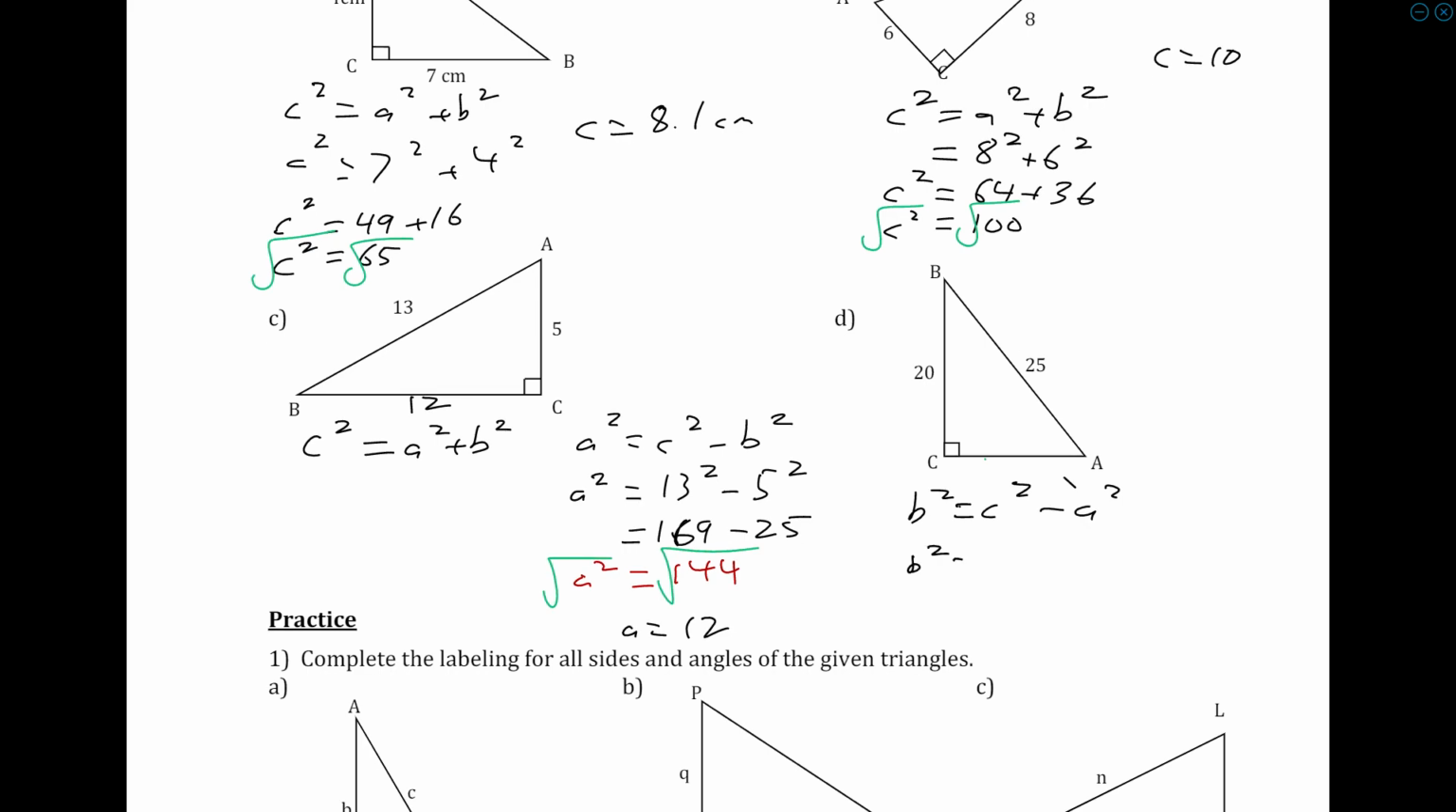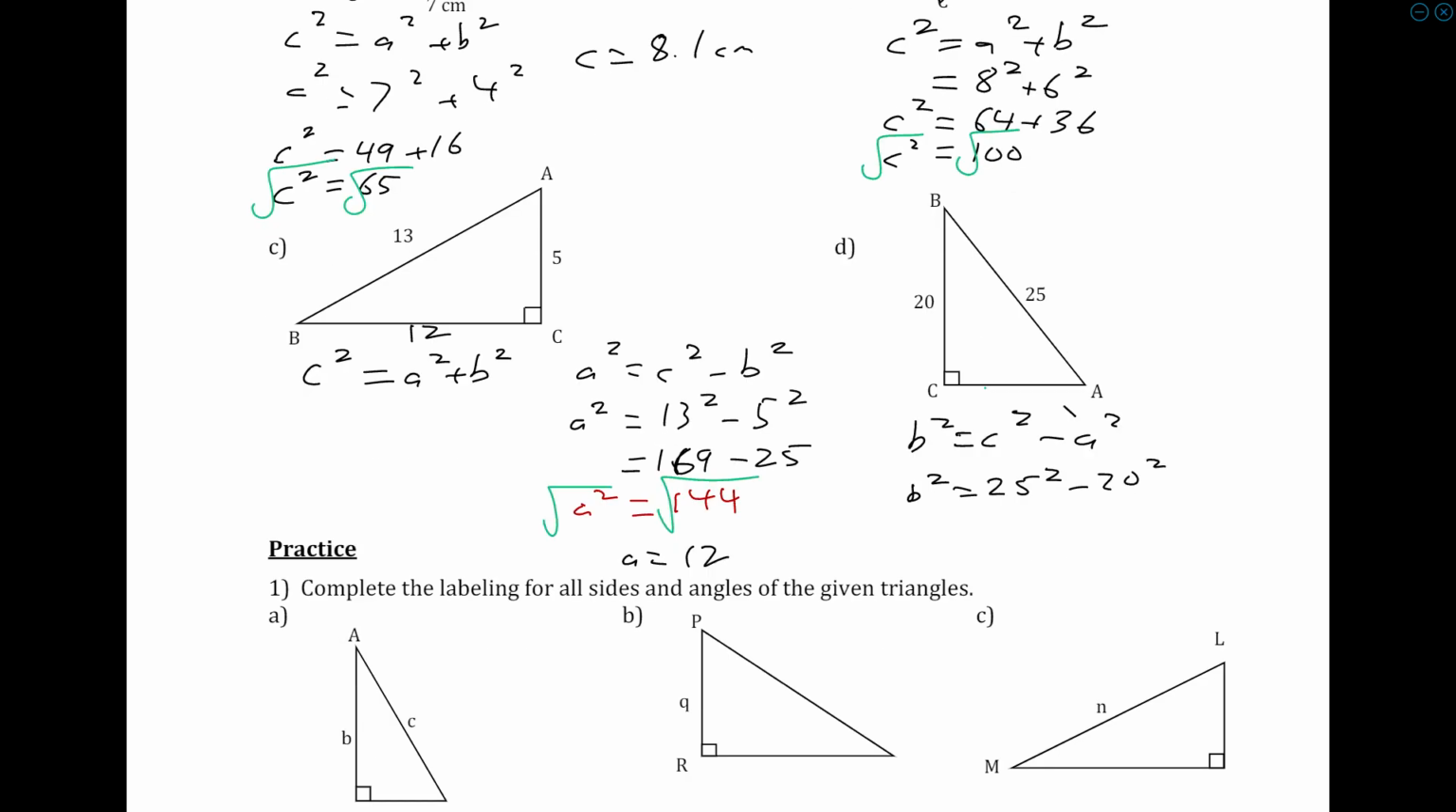So B squared equals 25 squared minus 20 squared. All right, 25 times 25. 625. Nice, good one. 625 minus 400 is 225. Oh, I think I see another perfect square. Nice. So B squared is equal to 225. Square root of 225. Thank you, Ariana. B equals 15.